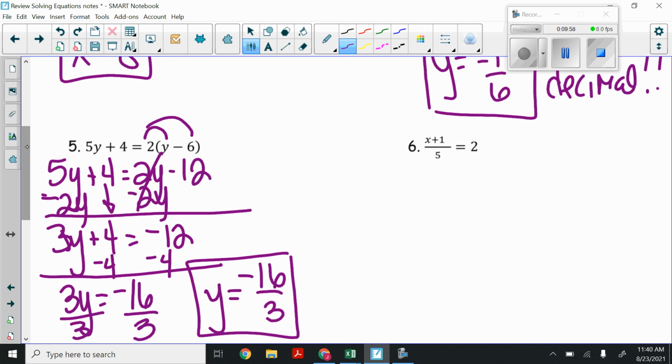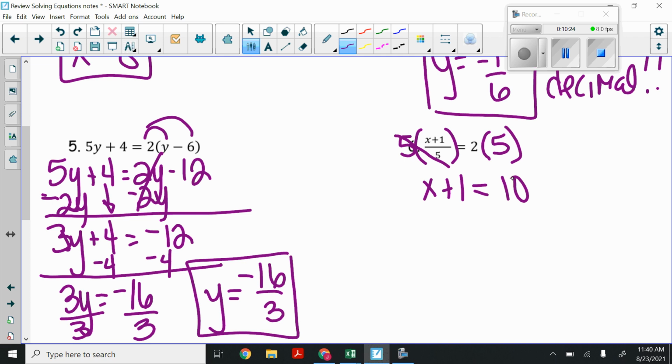Right, let's look at one like number 6 now. X plus 1, the whole thing divided by 5 equals 2. I want to go ahead and get rid of this denominator. So whatever's in the denominator, if I multiply everything by that, it goes away. But remember, whatever I do to one side, I have to do to the other. So if I multiply everything by 5, 5 on top, 5 on bottom, cancels. I'm just left with x plus 1 on this side. On this side, I have to multiply by 5, so 2 times 5 is 10.